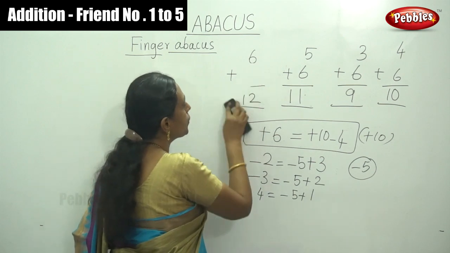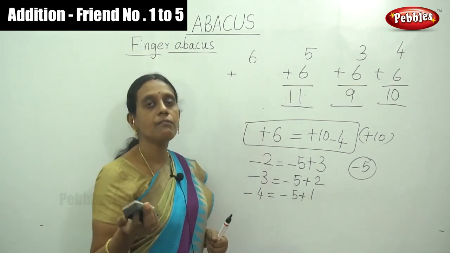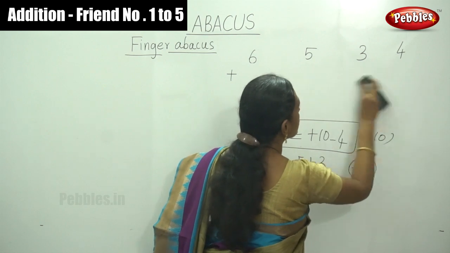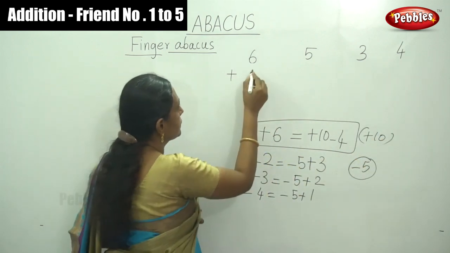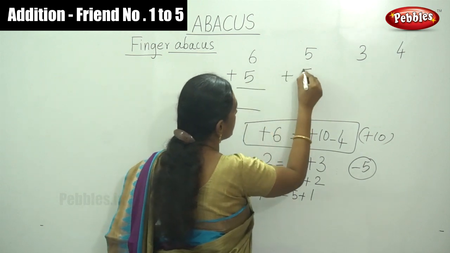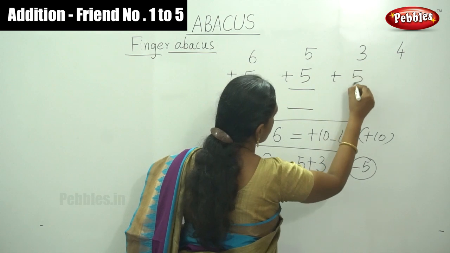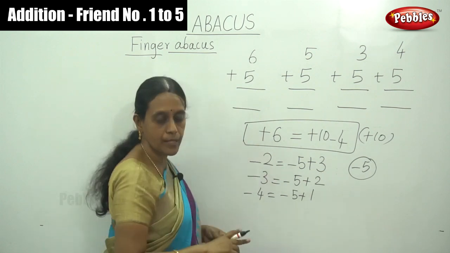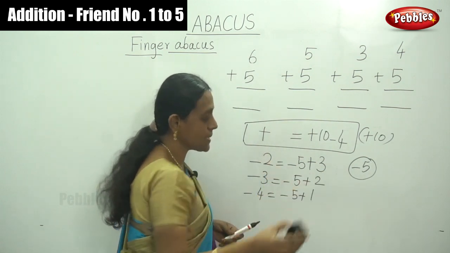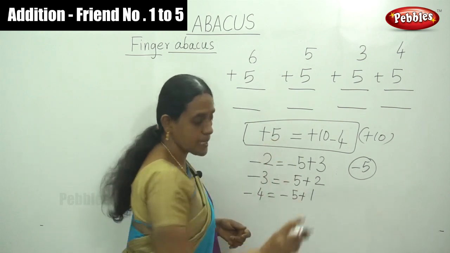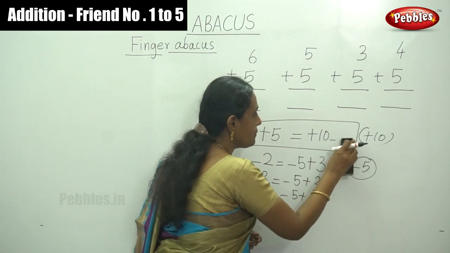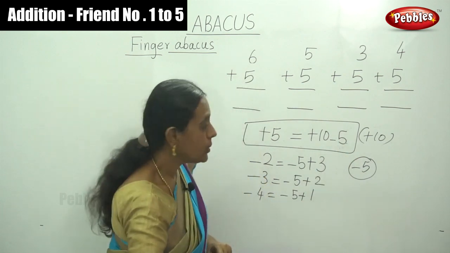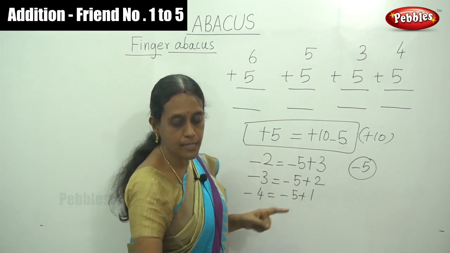Next sum, that is how to do the addition of plus 5. So you have to change the formula here. Plus 5 means plus 10, and what's the friend number of 5 here? The answer is 5. So plus 5 is equal to plus 10 minus 5.